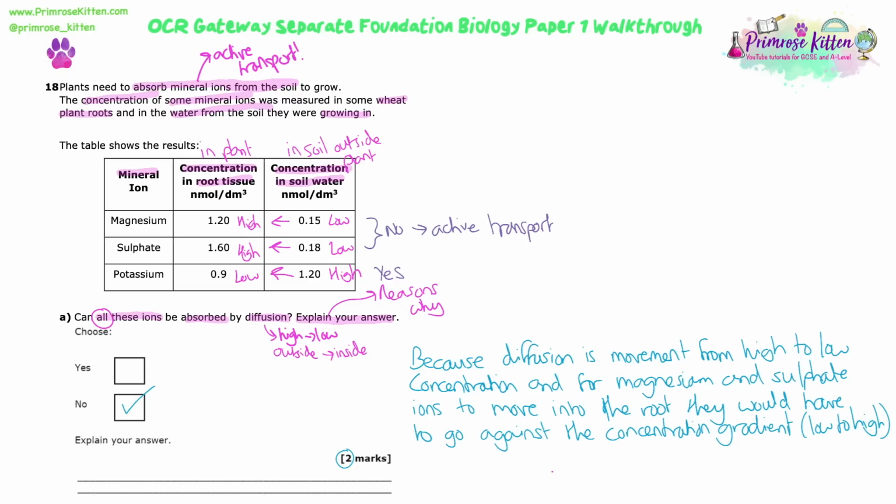So my answer is no, and my reasoning is because diffusion is movement down the concentration gradient, or you could say from high to low concentration, and the sulfate and magnesium ions would need to move against the concentration gradient to go into the root. So there we go. That is our no, and then our reasoning.